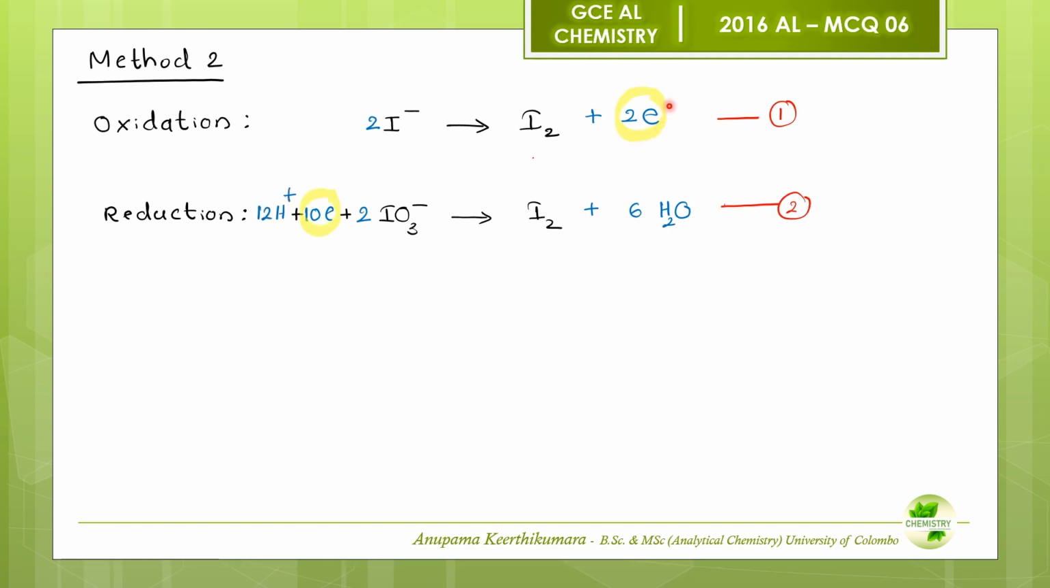2 electrons have been released during the oxidation process and 10 electrons have been accepted during the reduction process. Therefore, the next step is to balance the number of electrons. To balance the number of electrons, multiply this whole oxidation equation by 5. Finally, add these two reactions together to get the final balanced ionic equation.